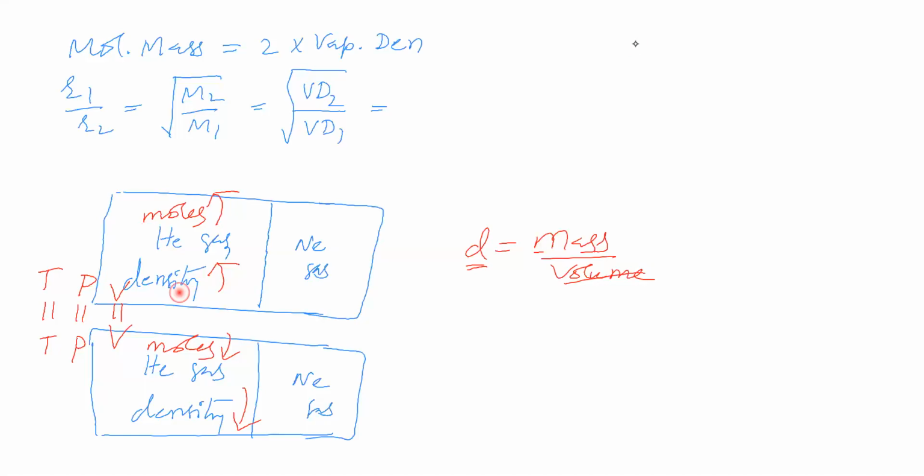Here the number of molecules is more. Here the number of molecules is less. Here these molecules are intermixing with these. That means both gases are intermixing completely by taking a certain time.